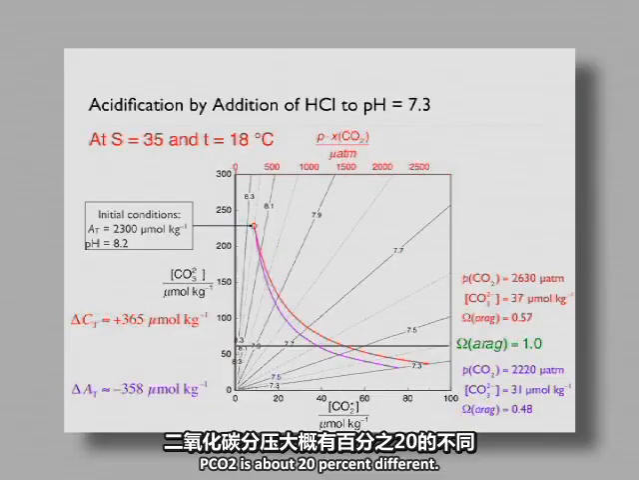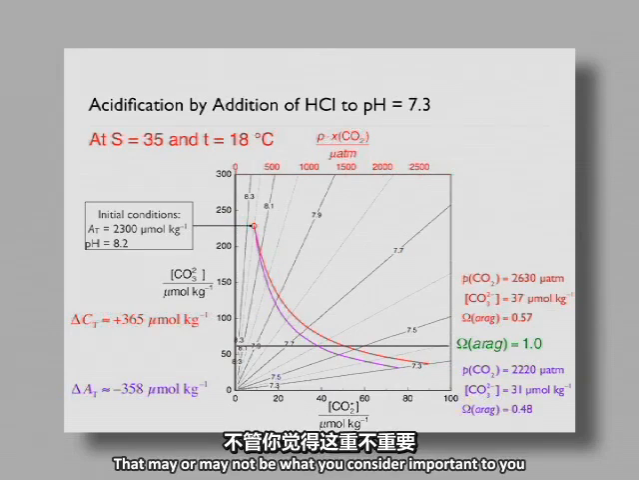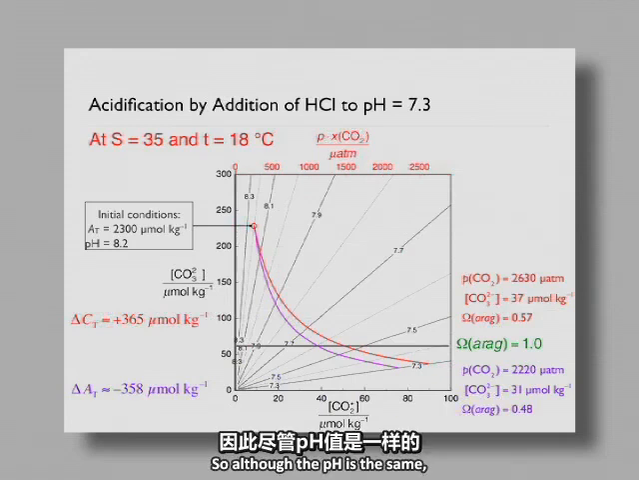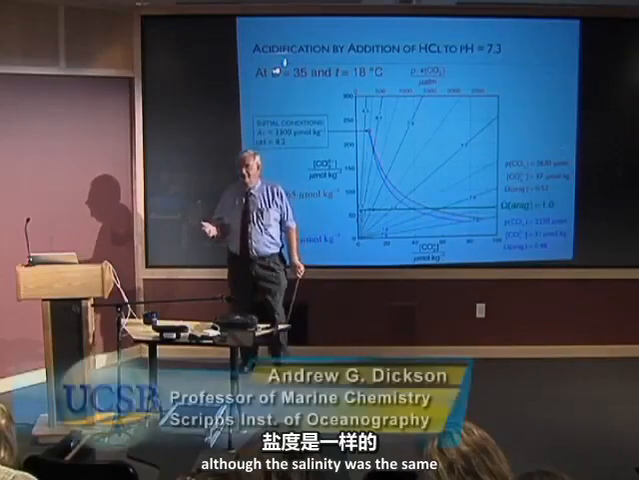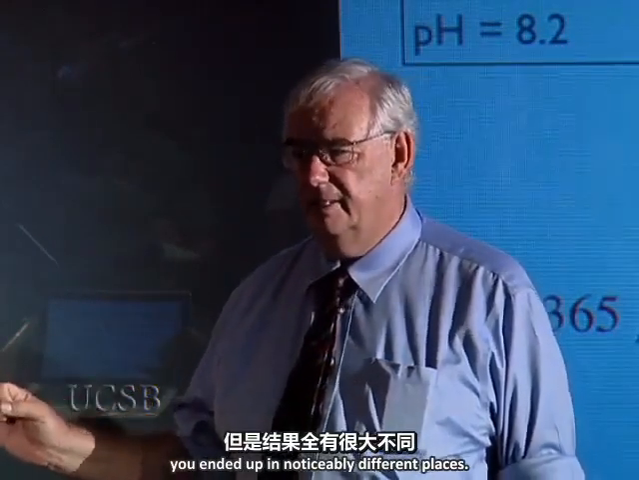PCO2 is about 20% different. A difference of 400. That may or may not be what you consider important to you, but it looks obvious. The aragonite saturation state is about a factor of 0.1 different. So although the pH is the same, although the salinity was the same, although the temperature is the same, although you started with the same seawater, you ended up in noticeably different places.